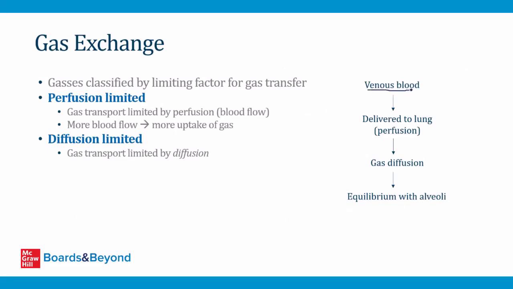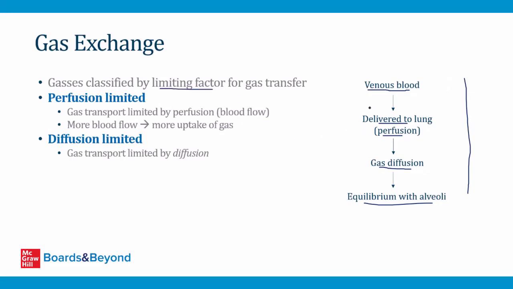So if you think about what we just went through on the last slide, we have venous blood, which is deoxygenated, getting pumped or delivered to the lungs. This is the perfusion of the lungs by blood. Then we have diffusion of gas in and out of the bloodstream such that the blood and the alveoli become equilibrated. And so if you understand these steps here, then you can understand that we can classify gases by whatever is the limiting factor for gas transfer.